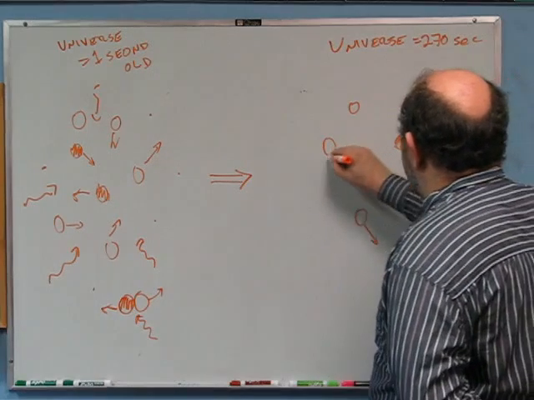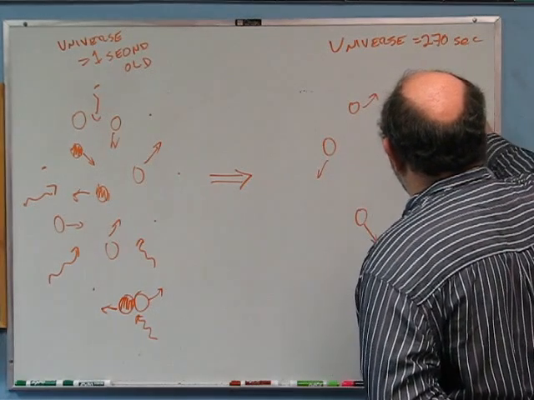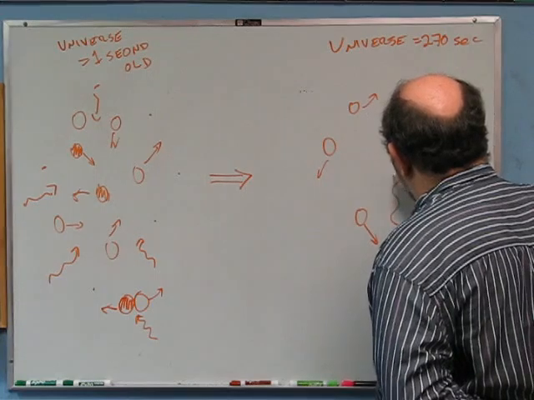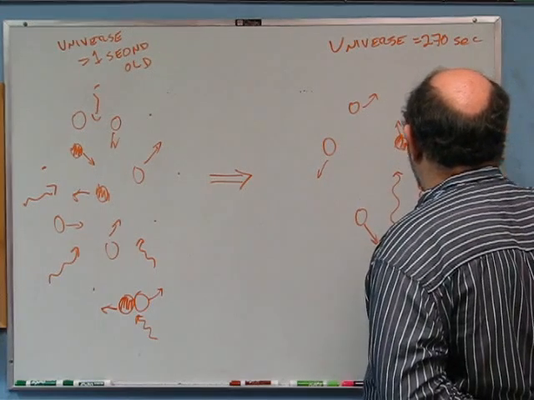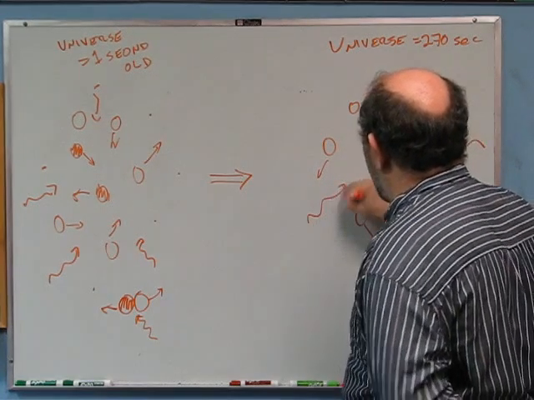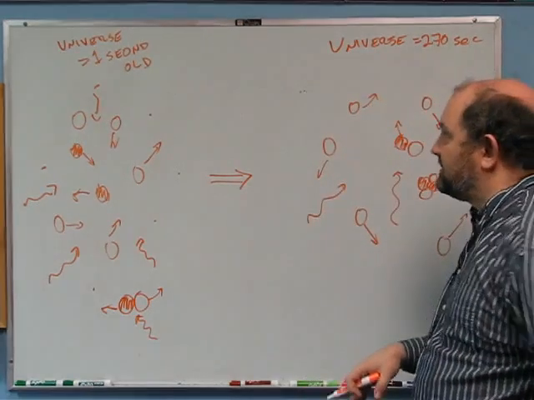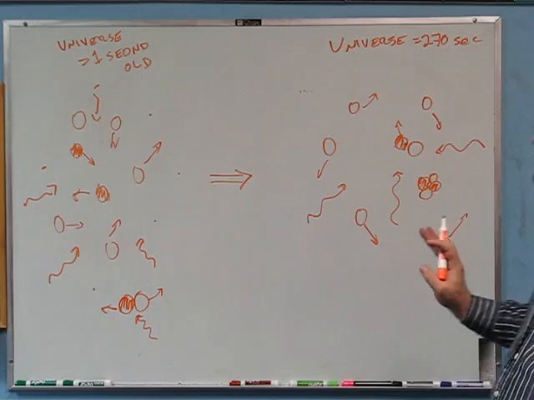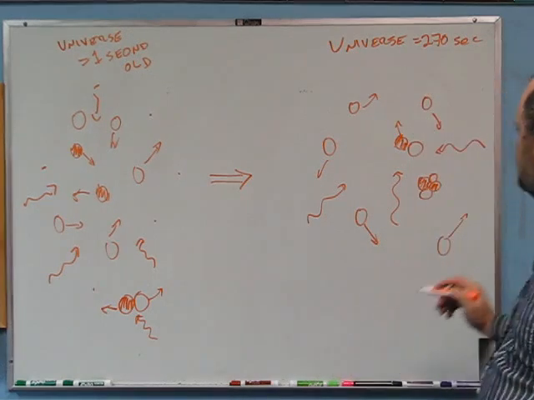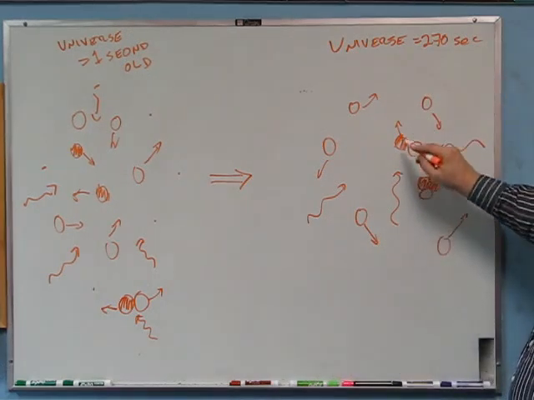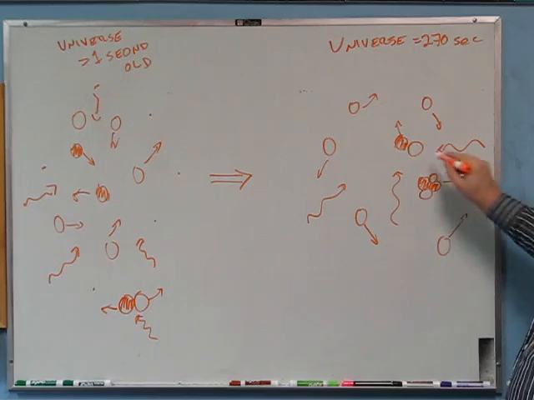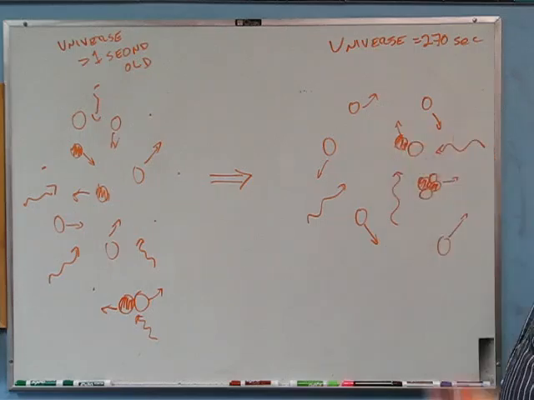But here's the key: now things are all still moving around, but now the photons are longer wavelength. The photons don't have as much energy. Why? Redshift. Take the galaxies and cosmology class. We'll talk a lot about it. But the universe has cooled off, basically. The universe cools off as it expands. The photons no longer have enough energy to blast these guys apart, so everything that's together just sticks.